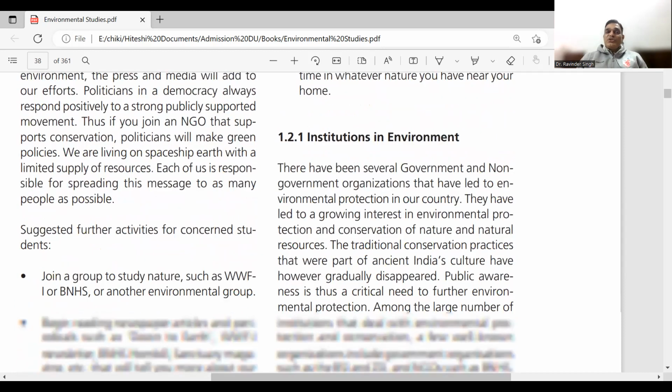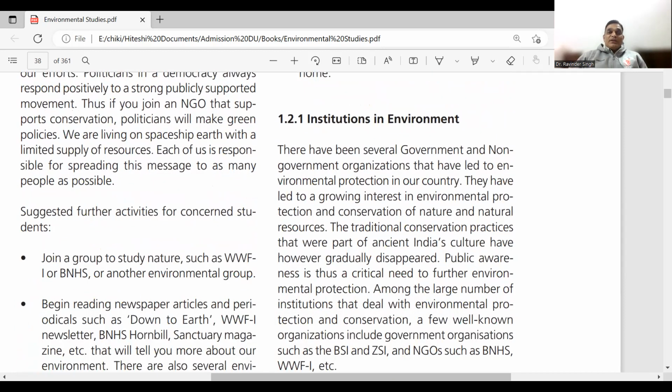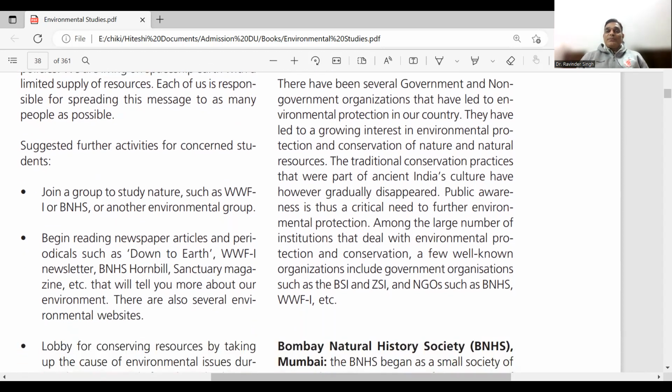Next heading is institutions in environment. There have been several government and non-government organizations that have led to environmental protection in our country. They have led to a growing interest in environmental protection and conservation of nature and natural resources. The traditional conservation practices that were part of ancient India's culture have, however, gradually disappeared. Public awareness is thus a critical need to further environmental protection.